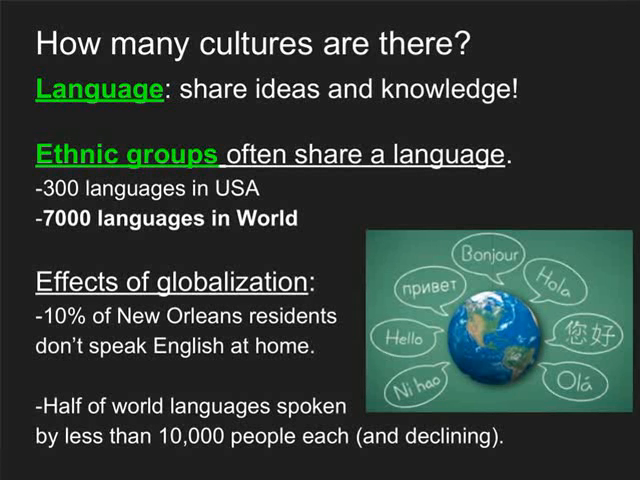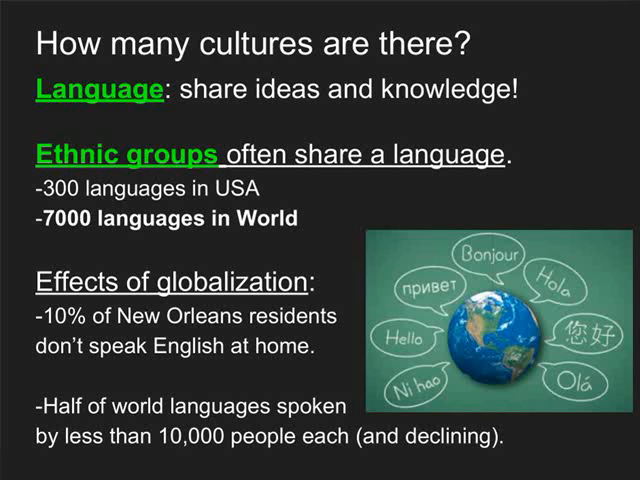Ethnic groups most often share a language, so by that distinction, there are over 300 ethnic groups present in the USA and 7,000 in the world. Here in New Orleans, a place that has gone through many dominant languages from native tongues to French and English, today about 10%, or 10 out of every 100 residents, don't speak English at home.